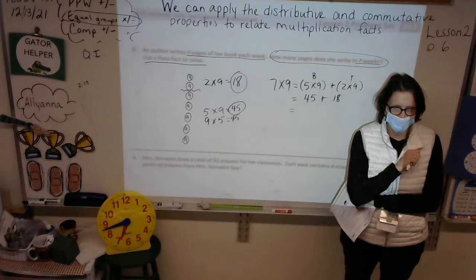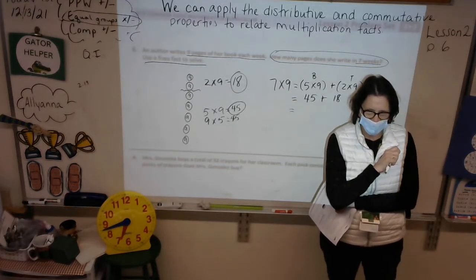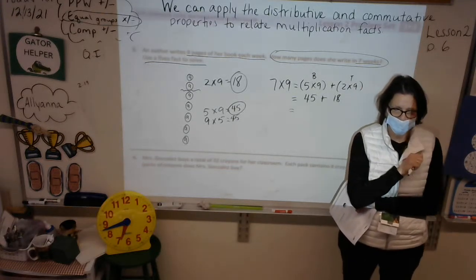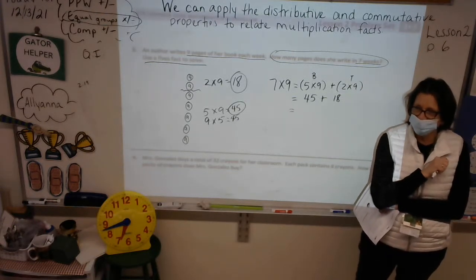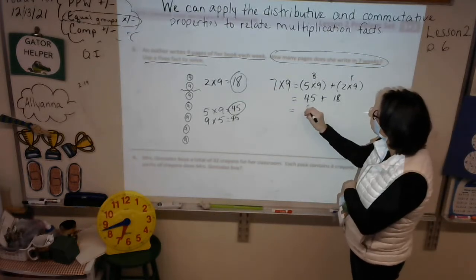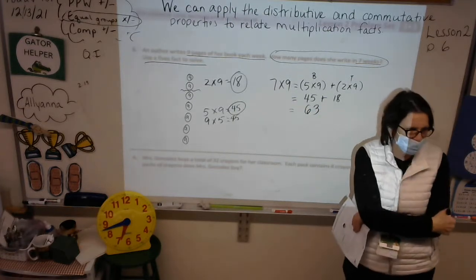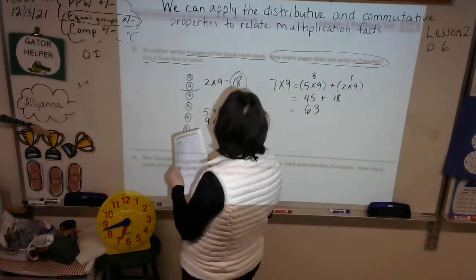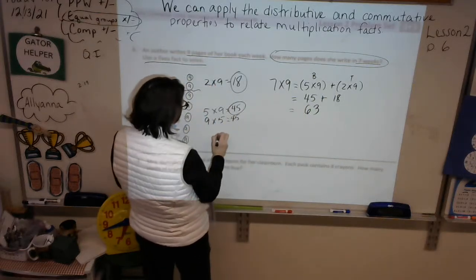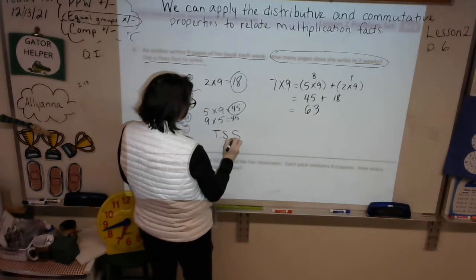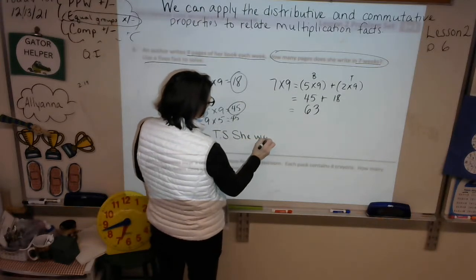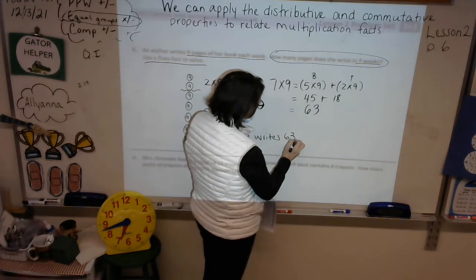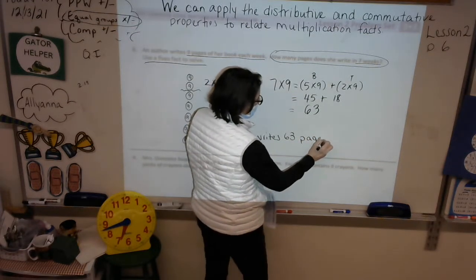Who has done 45 plus 18? Several people have. Who would like to share their answer? Henry, would you? How many people got 63? Very good. 45 plus 18 is 63. So boys and girls, guess what 7 times 9 is? 7 times 9 is 63. Very good. Now all we need is a TS. How many pages does she write in 7 weeks? TS. She writes, how many pages, class? 63 pages. In 7 weeks.